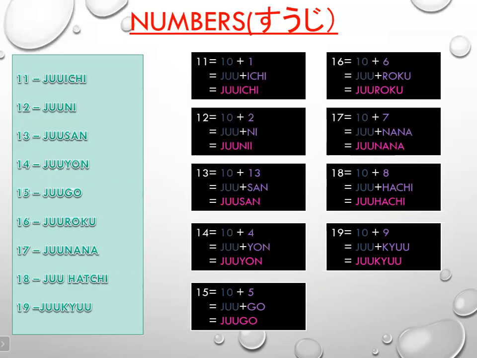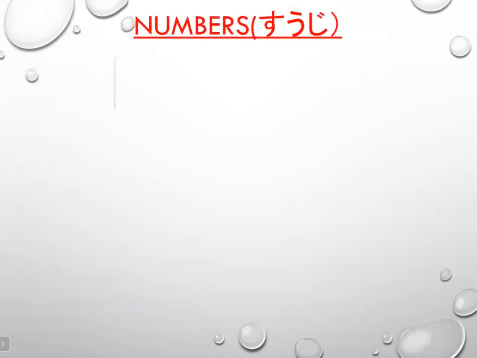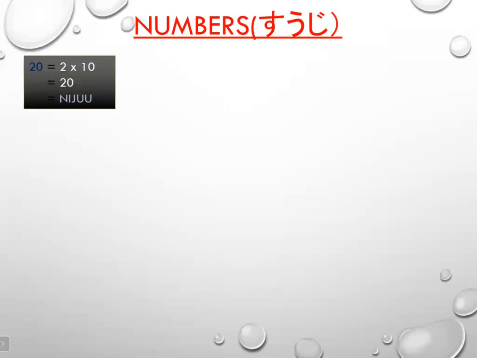Okay. So now the next number is how we will write 20. For 20, we have a new formula, that is 2 multiplied by 10. So 2 multiplied by 10 is equal to 20. So the reading of 2 comes forward, and then the reading of 10 will come. The Japanese reading of 2 is ni, and Japanese reading of 10 is ju. So 20 will be ni ju.